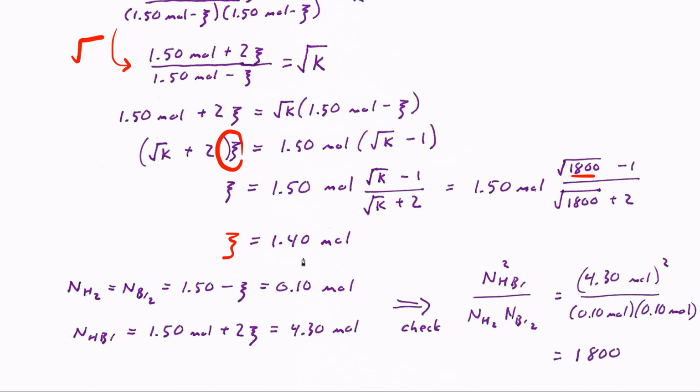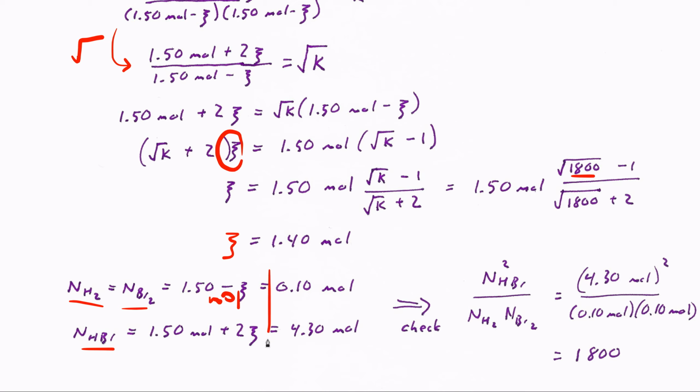We don't want to know the extent of reaction, we want to know how much of each component remains after that much reaction has proceeded. Number of molecules of H2 and Br2 is the initial amount, 1.5 moles. I should have written moles here. Minus squiggle, so 1.5 minus 1.4 is 0.1 moles. HBr, I've got 1.5 moles plus twice the extent of reaction. So if I add twice 1.4, that's a total of 4.3 moles.